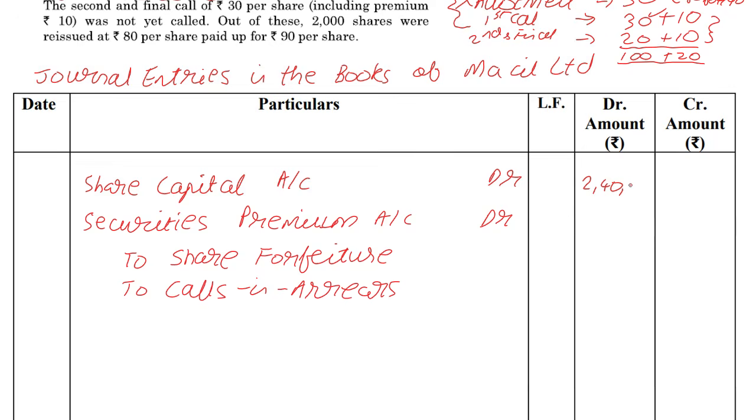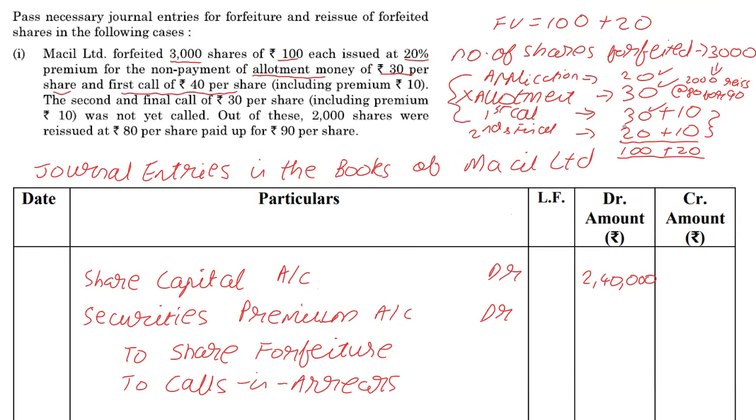2,40,000 is what we're going to debit as the share capital. As far as the securities premium is concerned, there was no premium at the time of application or allotment, but there was a premium at the time of first call. So first call's premium is 10. We are talking about 3,000 shares. 3,000 into 10 gives us 30,000. We have share forfeiture account. Okay, and share forfeiture account is for the amount that has been paid till now.